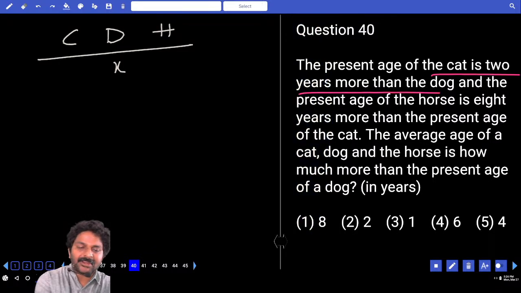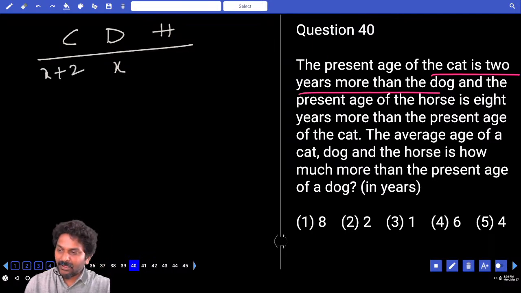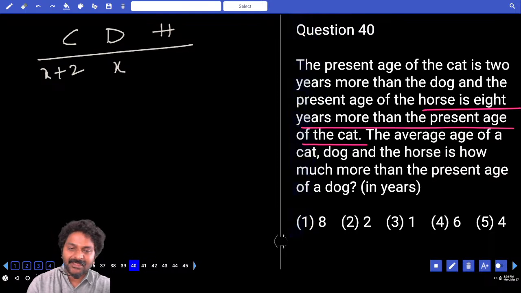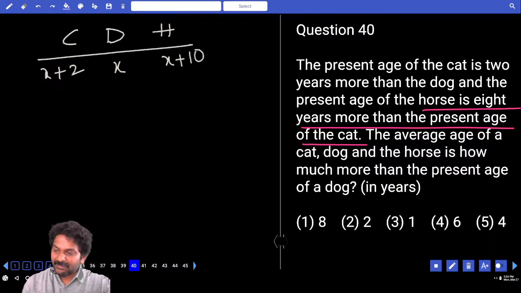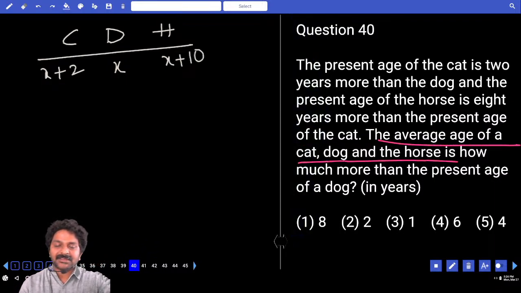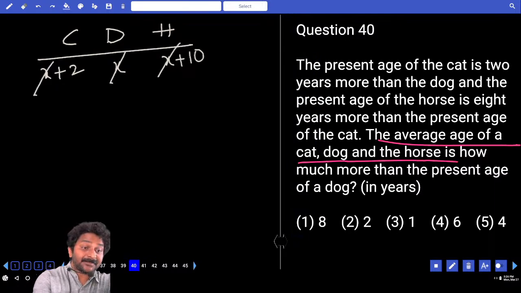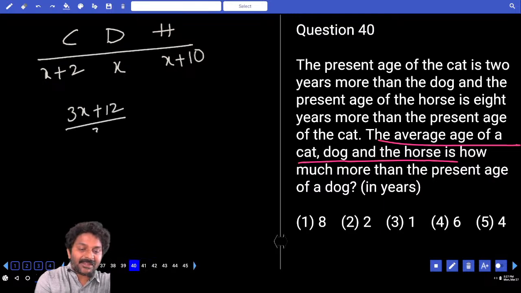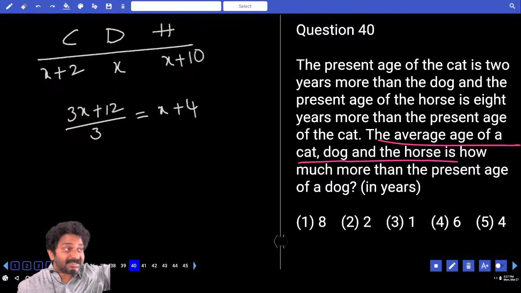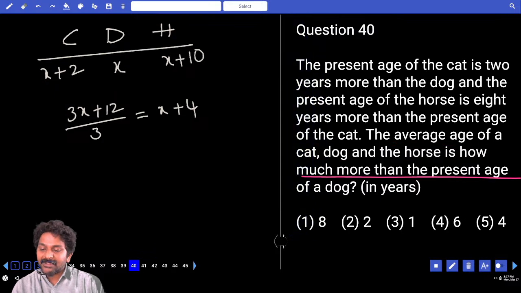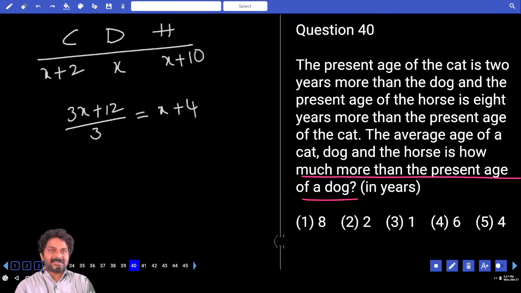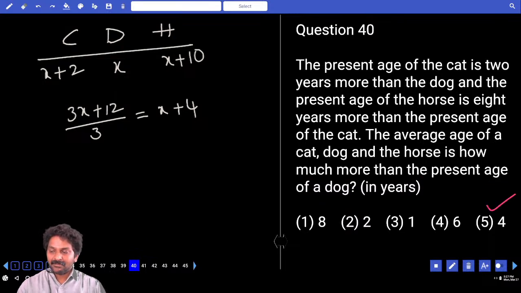Cat age is 2 years more than the dog. X plus 2. Horse is 8 years more than the present age of the cat. X plus 10. The average age of the cat, dog, horse, all 3 together, x. Other than these, we have 2 plus 10, 12. Average in the sense 3x plus 12 divided by 3, which is x plus 4. The question is, this x plus 4 is how much more than the present age of the dog? What was the present age of the dog? X. And x plus 4 is 4 more than x. Fifth option answer.